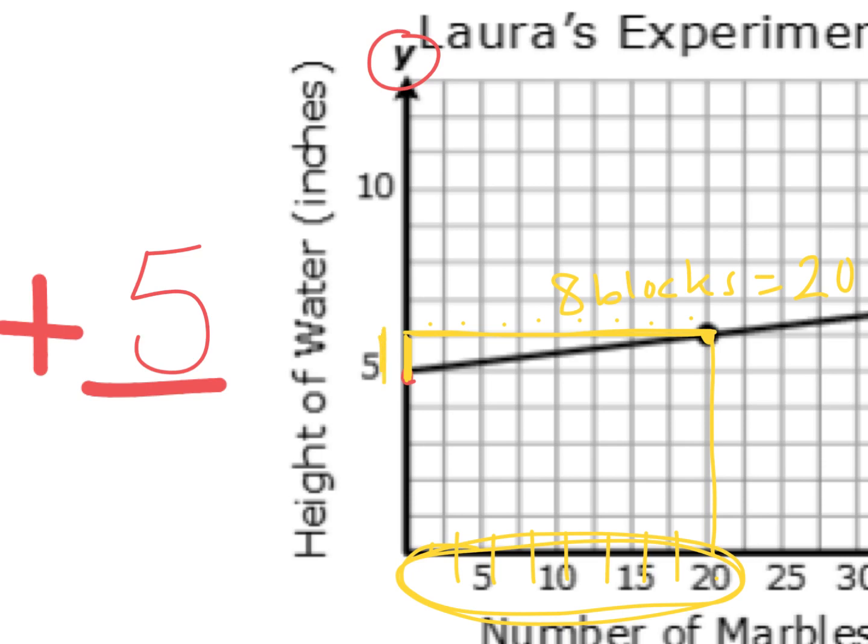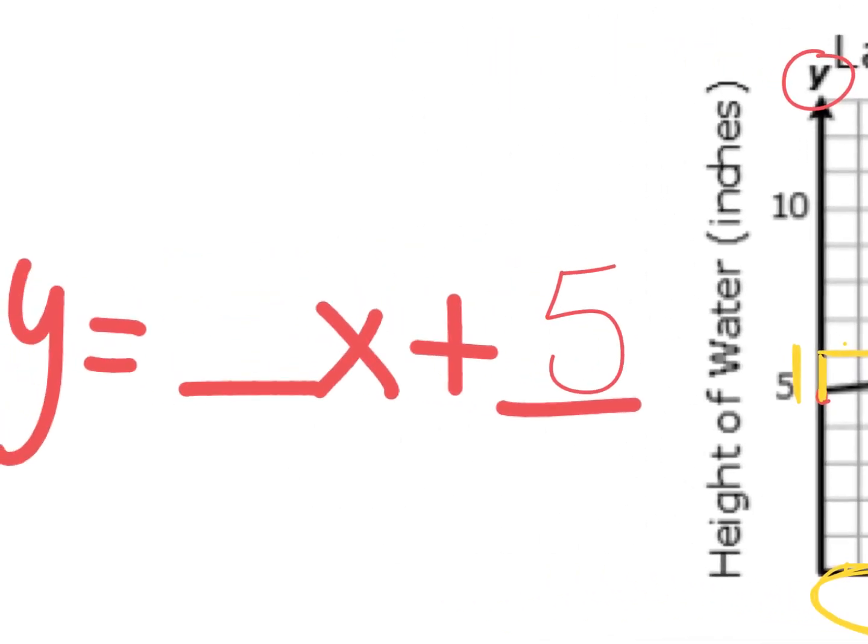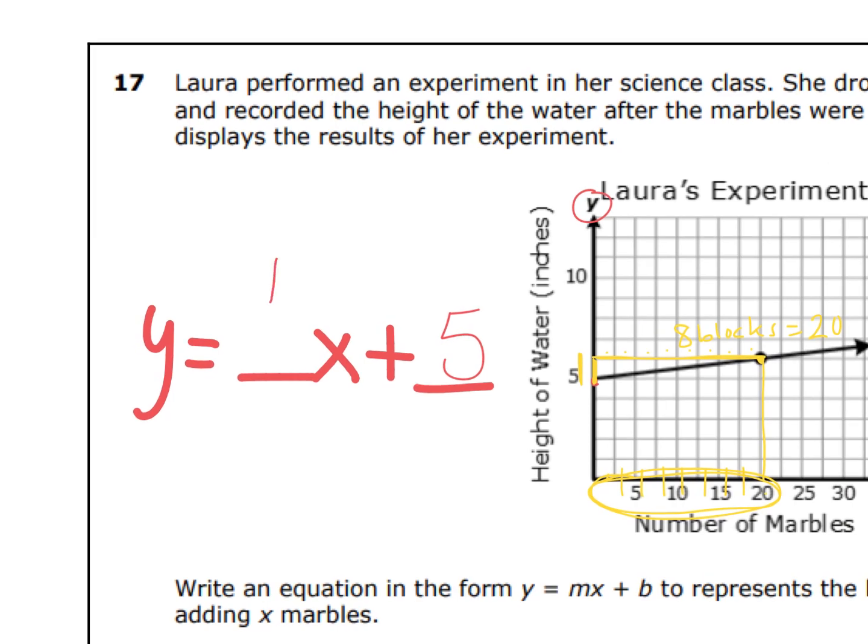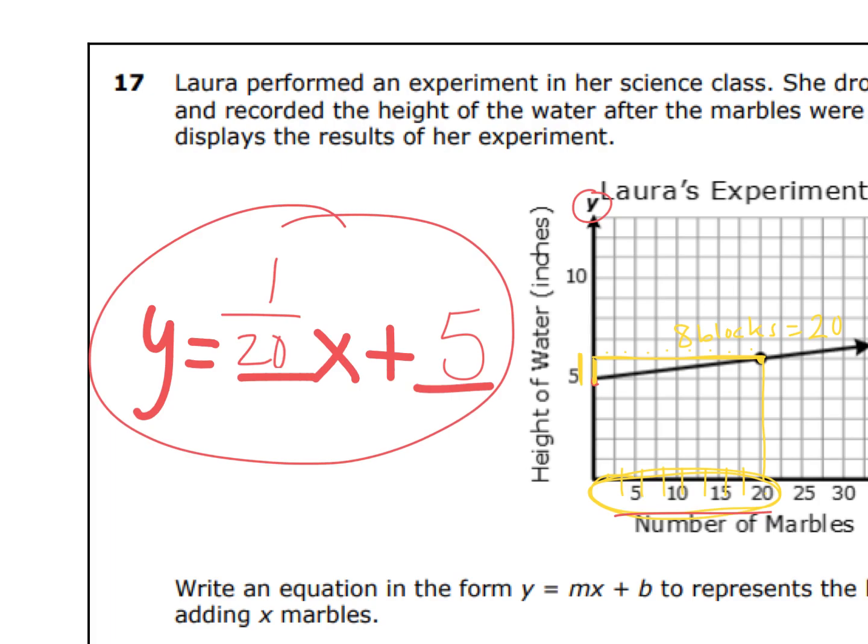So I've got 1 on this side and 20 over there. My rule for m is rise, which was 1, over run, which was 20, because we said 8 blocks was really 20 marbles. So that is our equation.